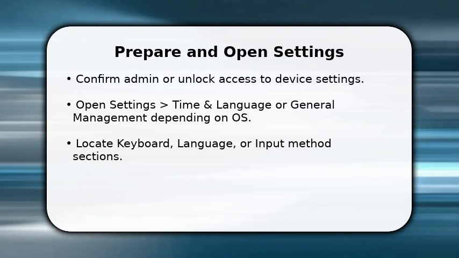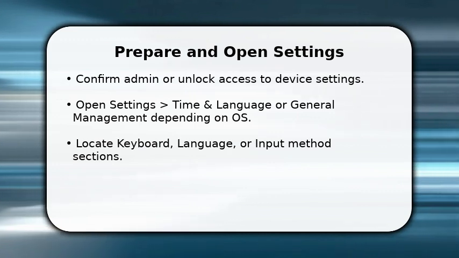You start by confirming you have access to settings. This saves time. Open settings and go straight to time and language or general management because keyboard options live there. Once there, tap language or input and then keyboard settings. This is the entry point.